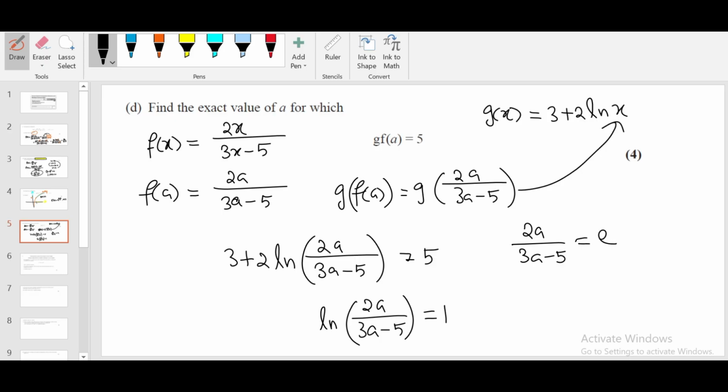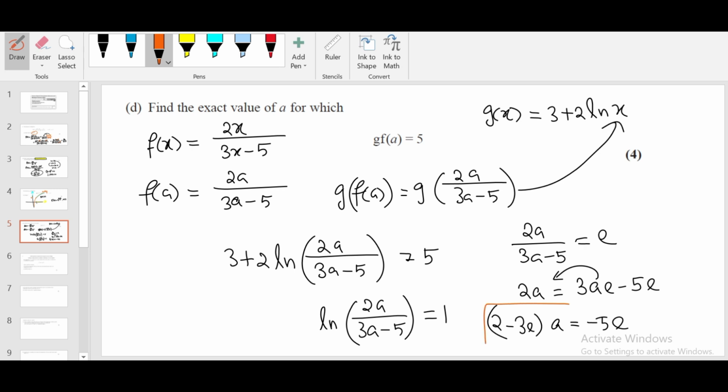Make a the subject. So 2a is basically 3ae minus 5e. Bring this term here. 2 minus 3e times a is equal to minus 5e. You can multiply both sides by a negative sign. So you will get 3e minus 2 times a is equal to 5e. You get the value of a already: 5e divided by 3e minus 2. That's all. That's the exact value of a.